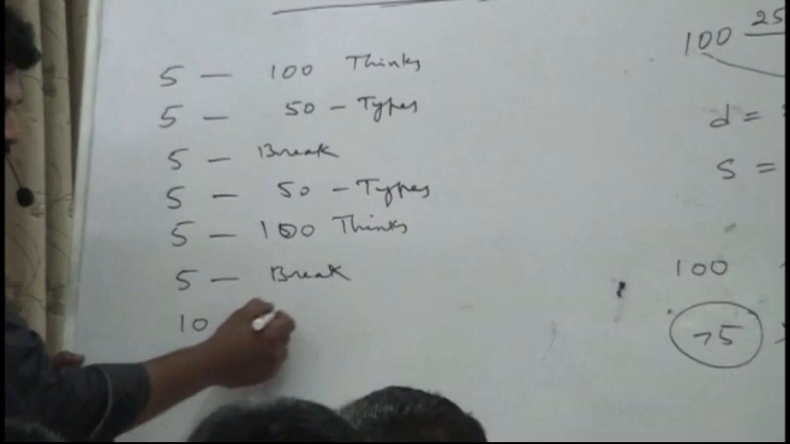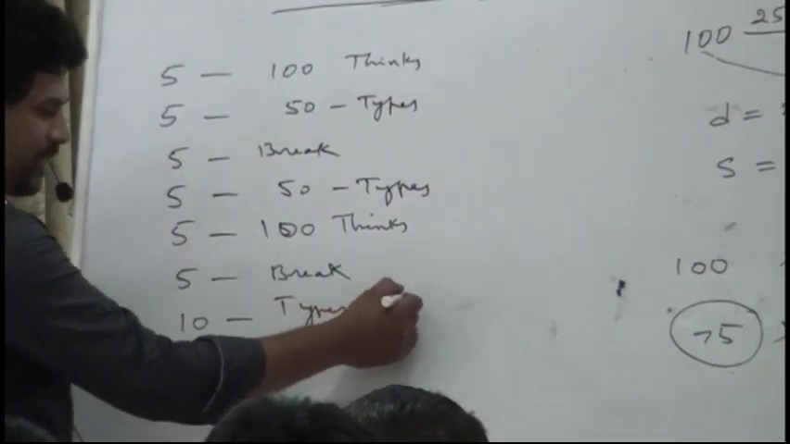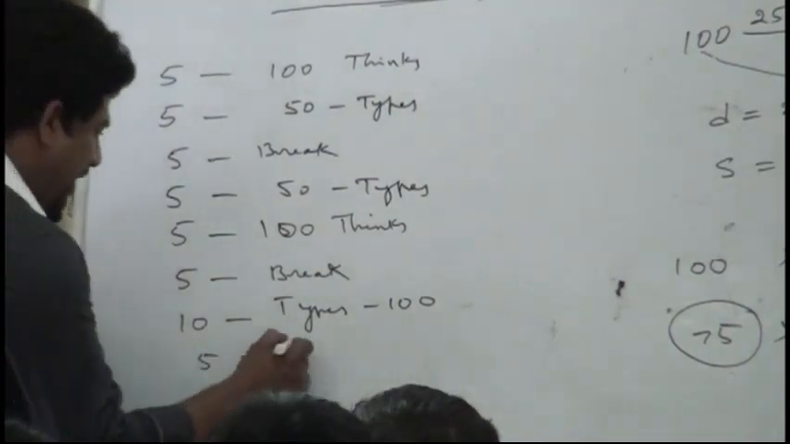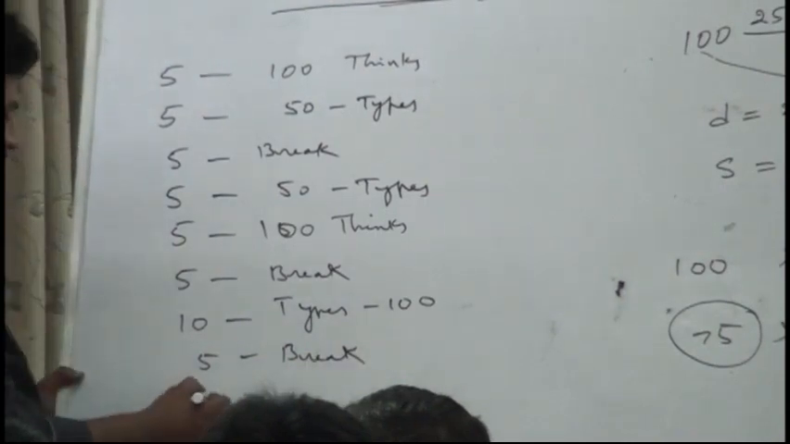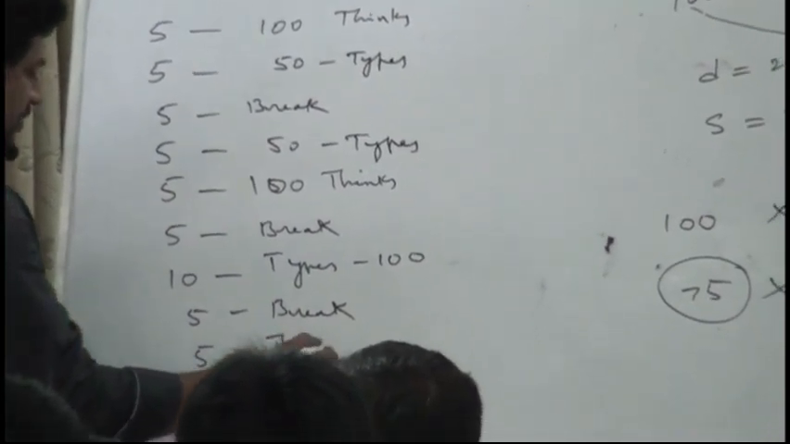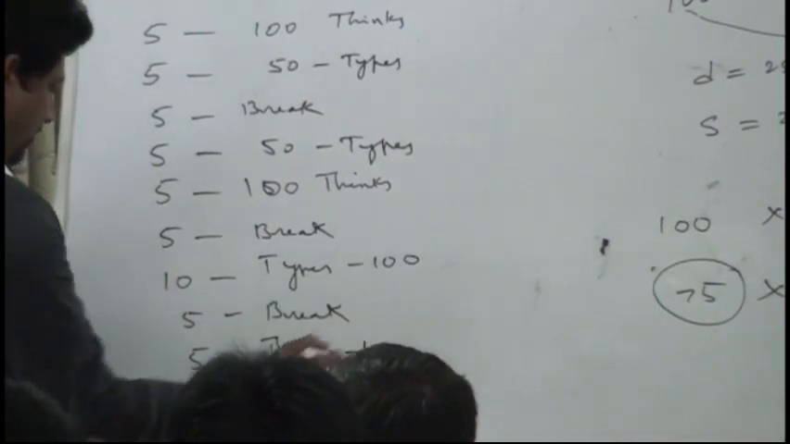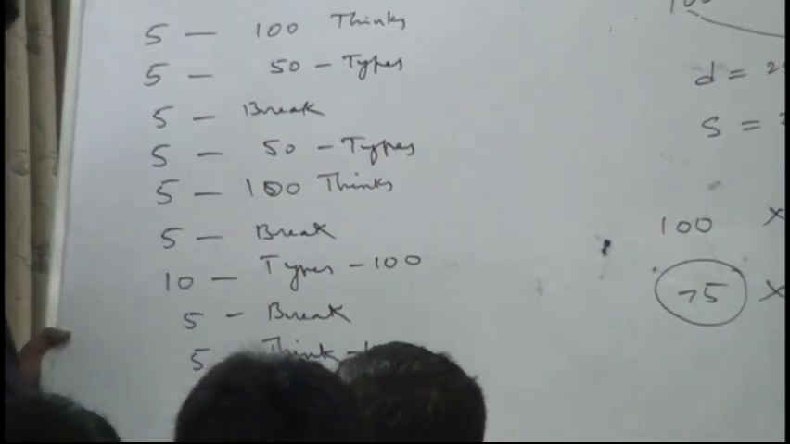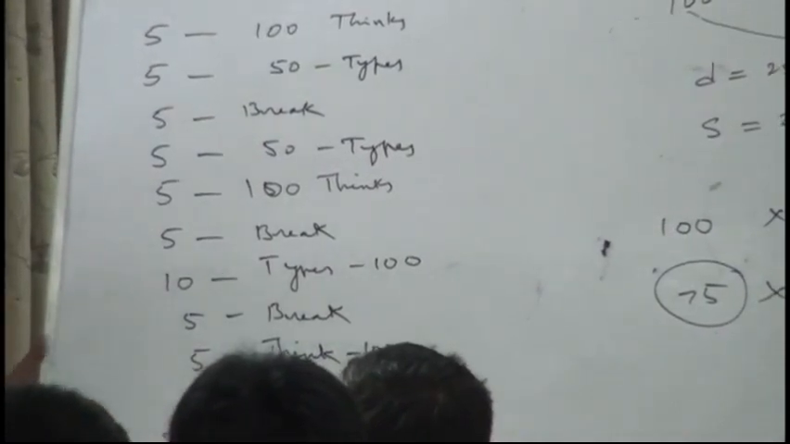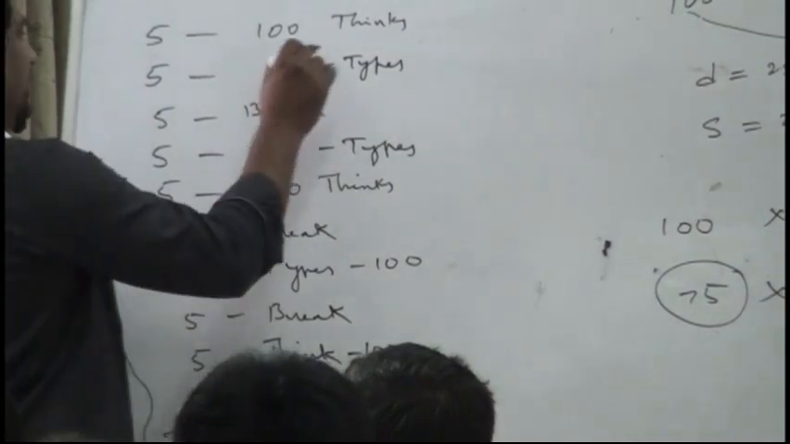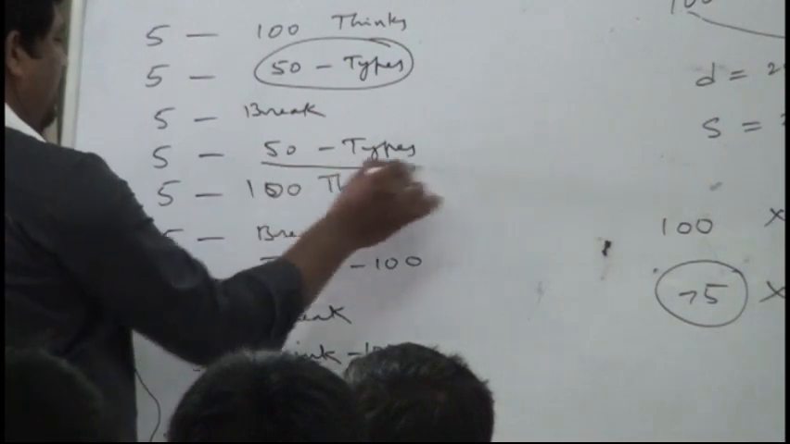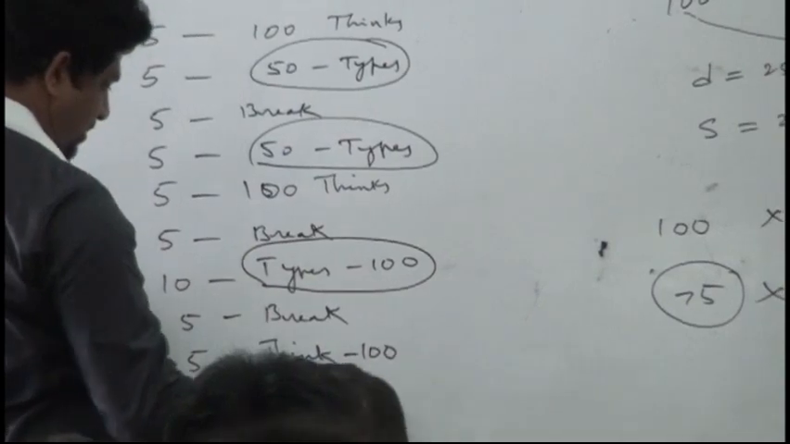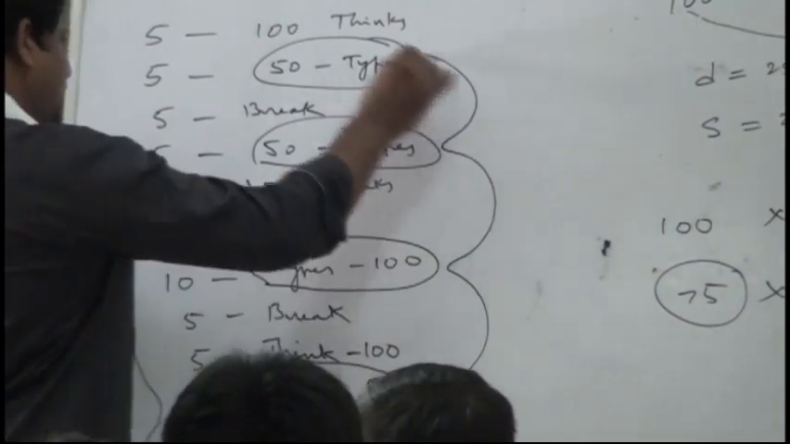After the break he works directly for 10 minutes typing, types 100, then again a 5 minutes break. Then after the break, 5 minutes think, 5 minutes type, types 50. Now 60 minutes is over. So we can consider this and this. 250. How much is this? 250.